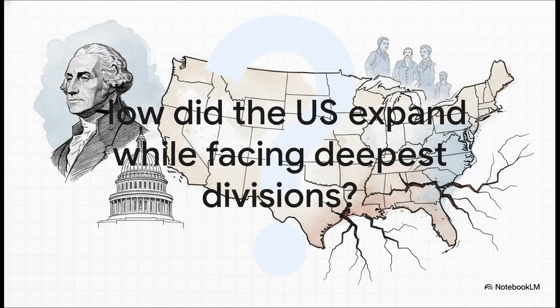So, with George Washington stepping up to the plate as the first president in 1789, a really critical question pops up. How exactly was this young, super ambitious nation going to push its borders outward while at the exact same time trying to manage these massive, deeply rooted moral flaws that were just brewing beneath the surface?